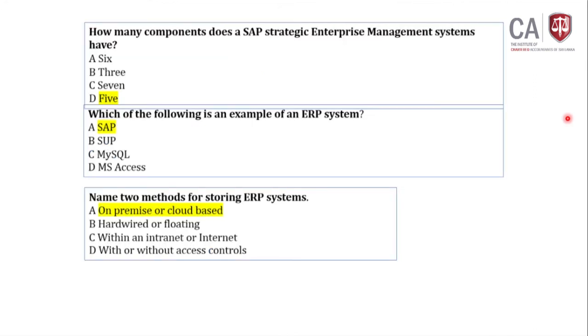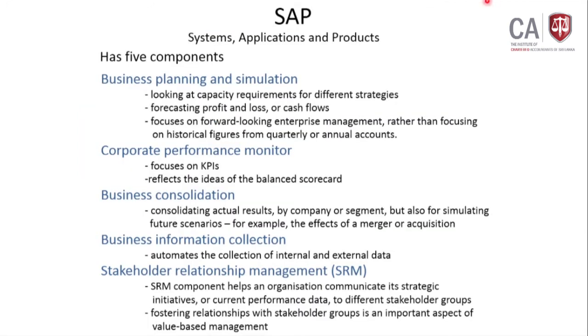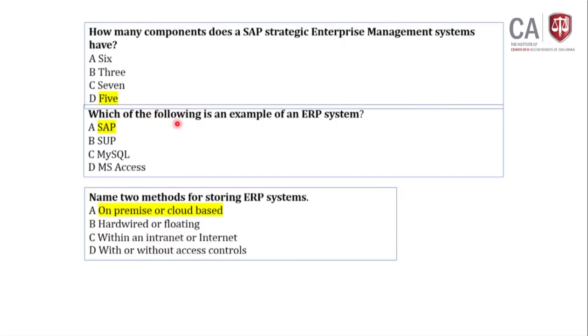As for the questions I have given here, there are three questions. One is, how many components does SAP strategic enterprise management have? How many components? There are five. Here these are the five. So let's talk about the five components.